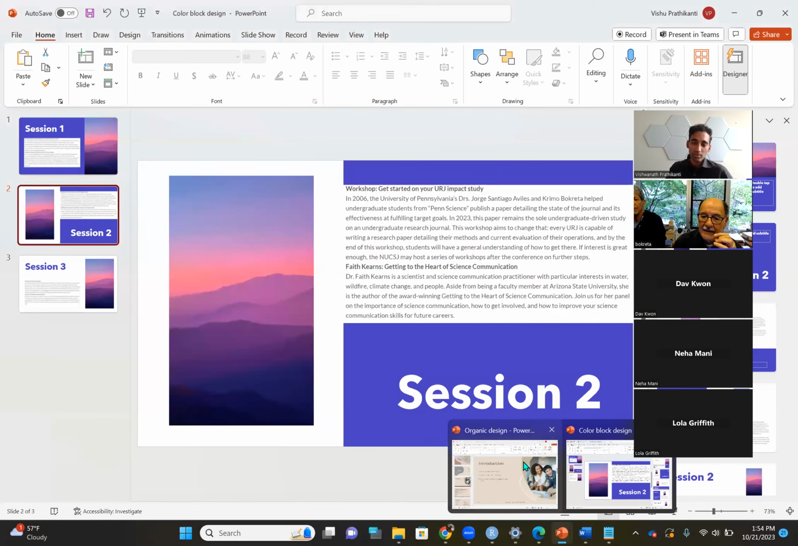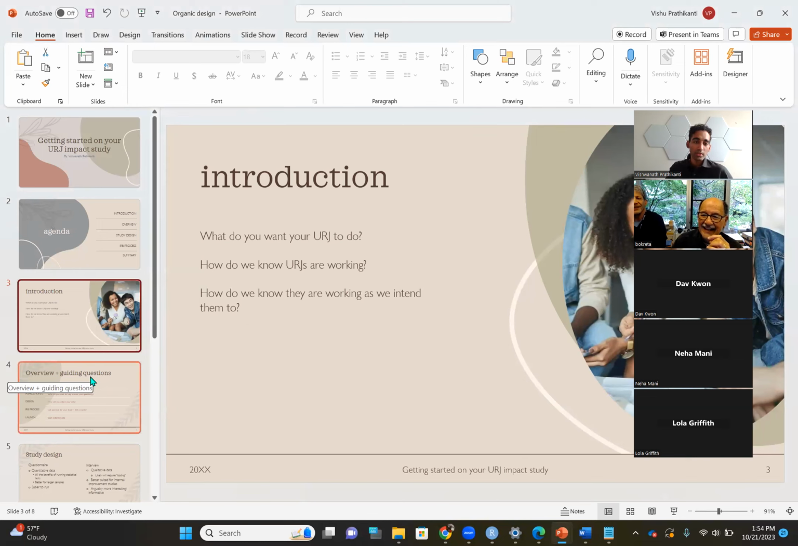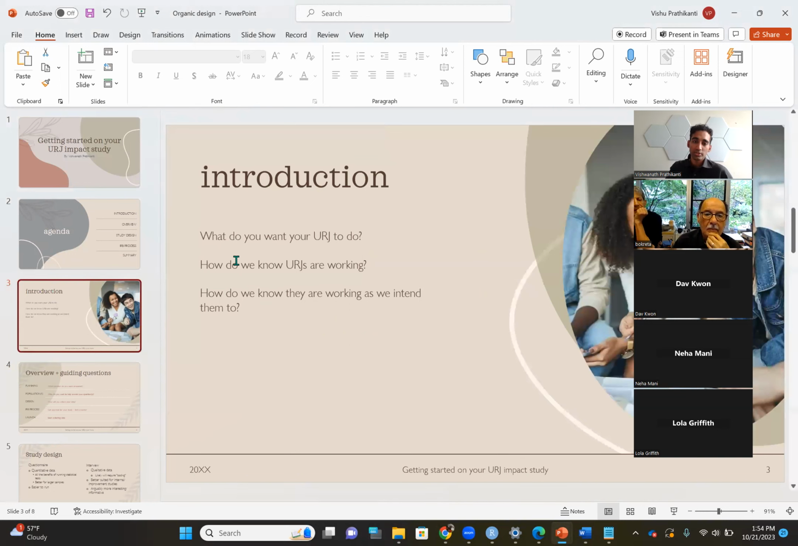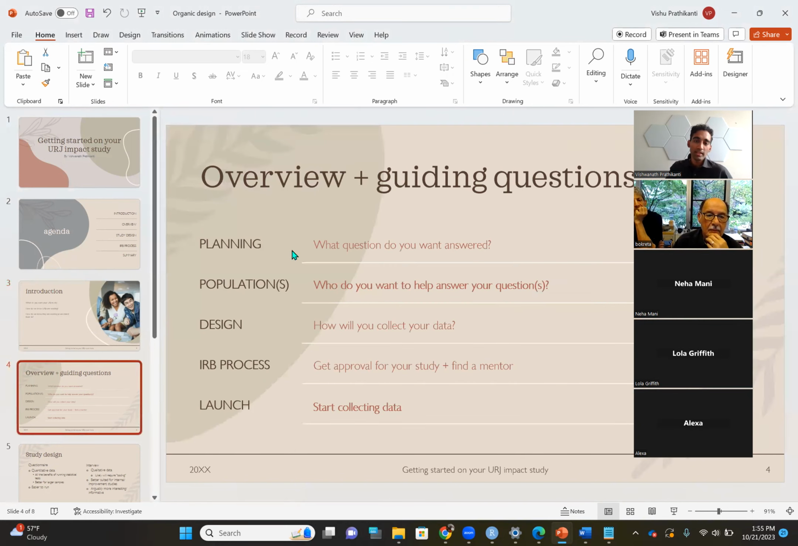So, what's the rest of this presentation? This is what the research process of such a study would look like at a glance. First of all, you need to ask yourself, what question or questions do you want answered? As I said in the introduction slide, that could be, what do you want your undergraduate research journal to do? How do you know your undergraduate research journal is working? That question can be whatever you choose.